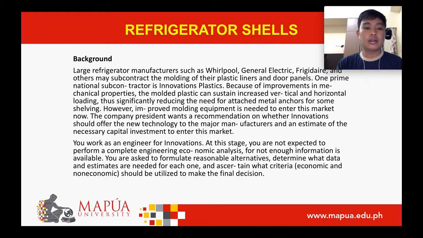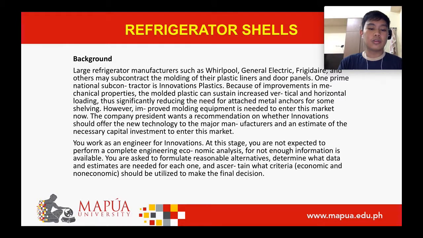This is the background of refrigerator shelves. Large refrigerator manufacturers such as Whirlpool, General Electric, Frigidaire, and others may subcontract the molding of plastic liners and door panels. One prime national subcontractor is Innovations Plastics. Because of the improvements in mechanical properties, the molded plastic can sustain increased vertical and horizontal loading, thus significantly reducing the need for attached metal anchors for some shelving. However, improved molding equipment is needed to enter this market now.